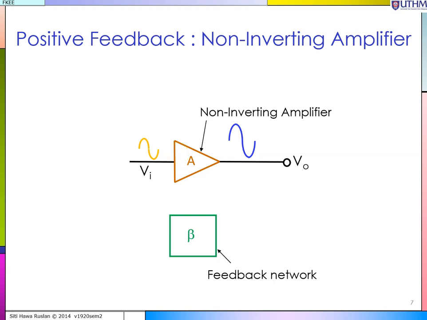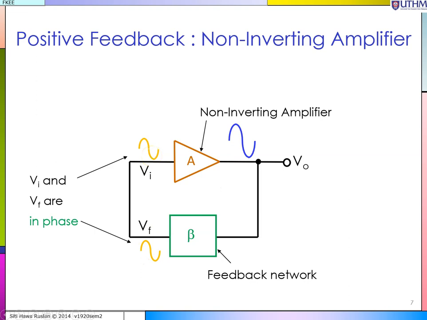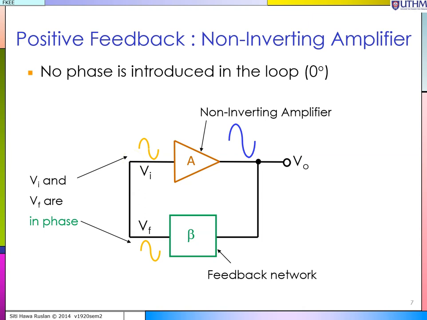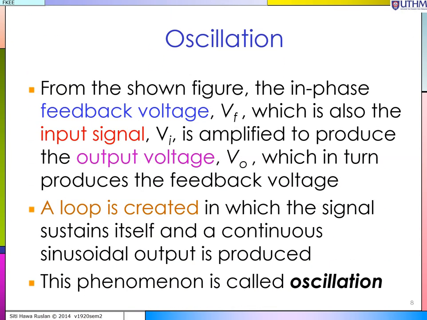So the feedback network does not have to introduce a phase shift. We take the Vout, and your feedback signal, which is your voltage over here, will be attenuated by the feedback network. The amplitude will be less between VO and VI, but the phase is similar. So your VF and VI are in phase. So this is for a non-inverting amplifier. There is no phase shift introduced in the loop, or it is a 0 degree.